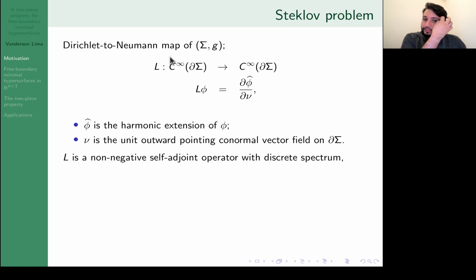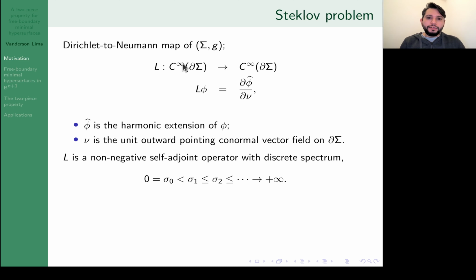Okay, so this defines a non-negative self-adjoint operator, and we can see it has discrete spectrum, which satisfies the following. The very first eigenvalue, which I denote by sigma 0, is actually 0, and it is simple, and the eigenfunctions are the constant functions. So I will denote by sigma 1 the first non-zero eigenvalue, and we know it is a non-decreasing sequence going to infinity.